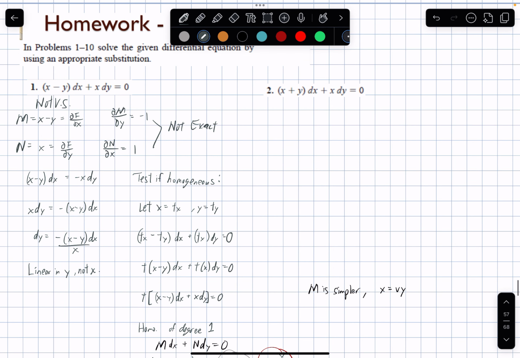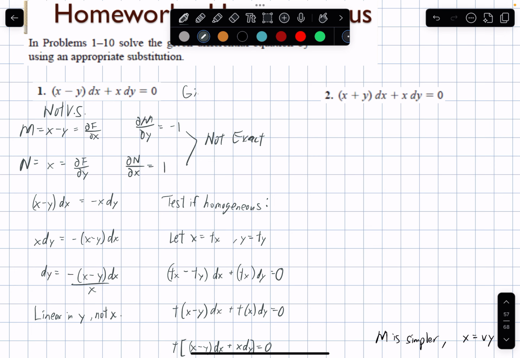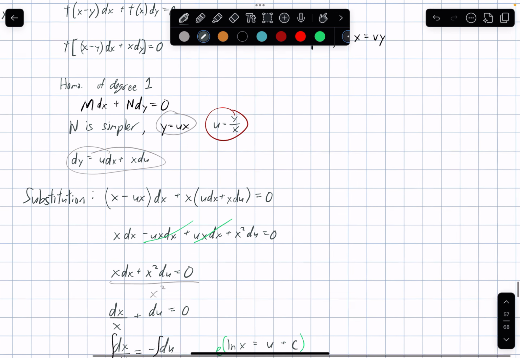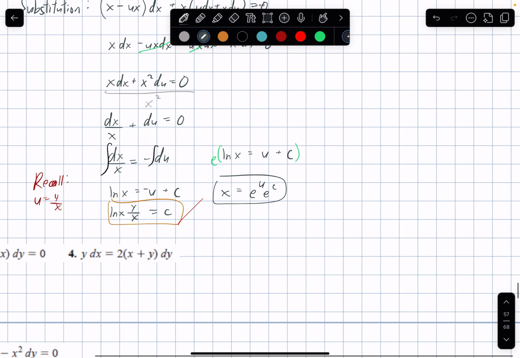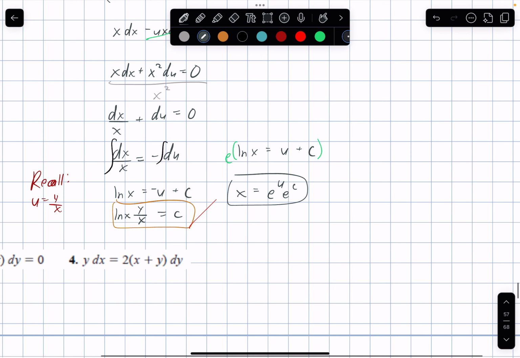If you have a condition, for example, given that y of 1 is equal to 0, that gives you the idea that you can also find the constant, and basically the general solution with an actual value, not writing c, basically constitutes a particular solution.